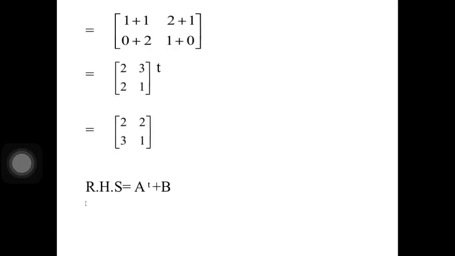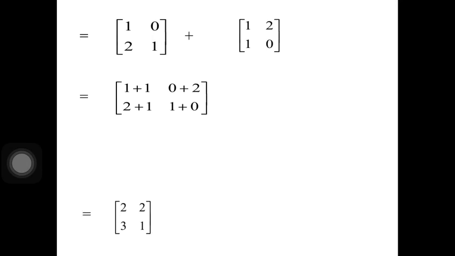Now solve the right hand side, A transpose plus B transpose. In this form, first of all, we take the transpose and then add. 1 plus 0, 2 plus 1 is the transpose, and 1 2 and 1 0 is the transpose. Now add these terms, it is equal to 2 2 3 1. So left hand side is equal to right hand side.